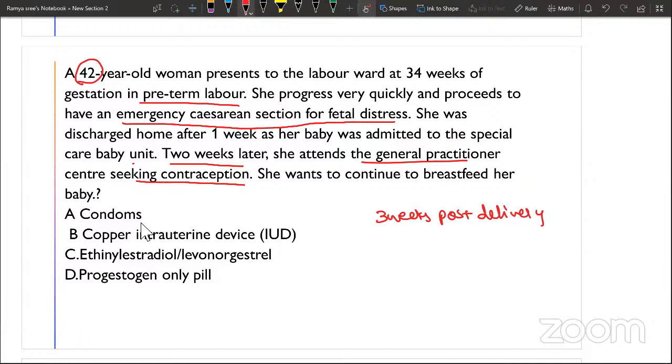Okay, so the contraception of choice 3 weeks post delivery is progesterone-only pills. Many times students blindly go on asking what is the contraception postpartum. You cannot tell it as a single line. What is the contraception of choice postpartum? It depends on the case scenario. Like this question, why is IUCD not the contraception of choice for this patient? Who can tell me why IUD is not a contraception of choice for this patient?